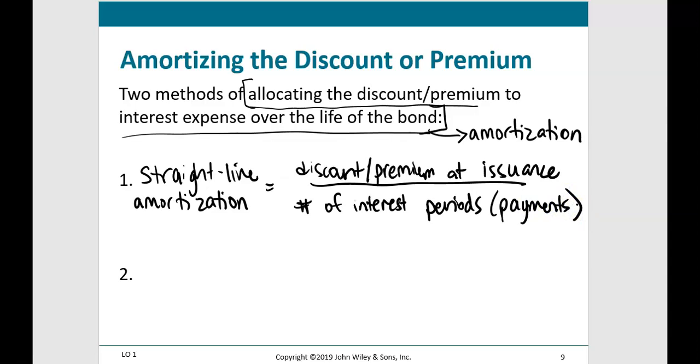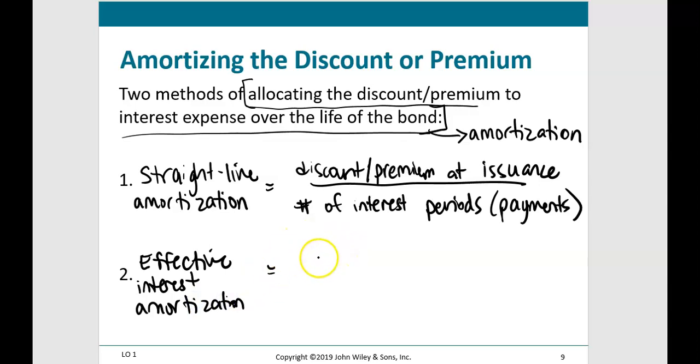And there's another method called the effective interest amortization method. And this method is a little bit more complicated. The amount of amortization is the difference between interest expense and the amount of interest paid. But what is the amount of interest expense? What is the amount of interest paid?